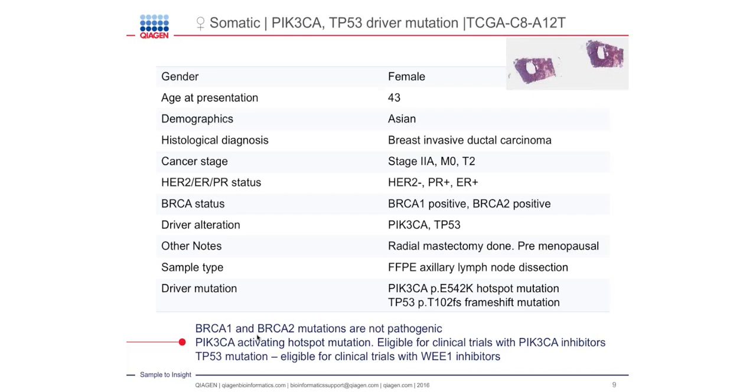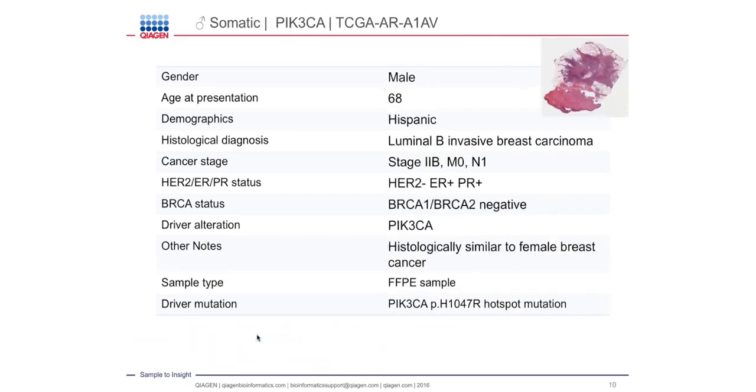Now, when we were working on that case, I asked my colleague, but what about male breast cancer? Is there anything in the etiology of the disease that is similar, and so forth? So we chose the next case study as actually a male case. It's a 68-year-old Hispanic gentleman who presented with stage 2B luminal invasive ductal carcinoma. He was HER2 negative, ER and PR positive. In this particular case, BRCA1 and 2 was negative.